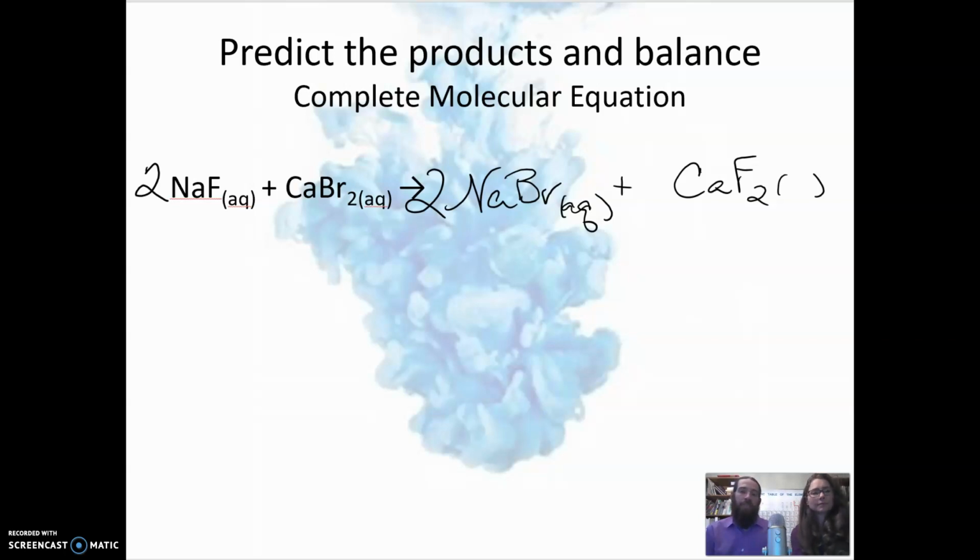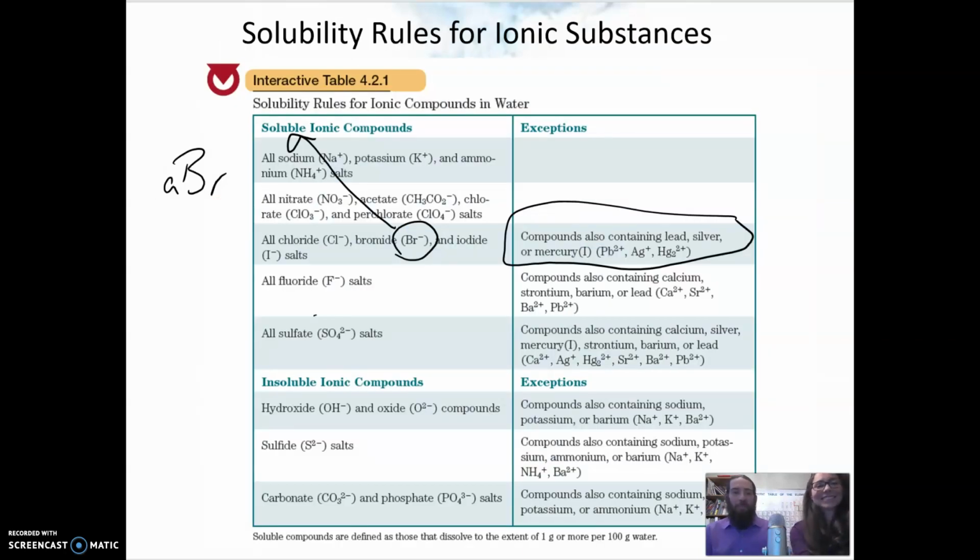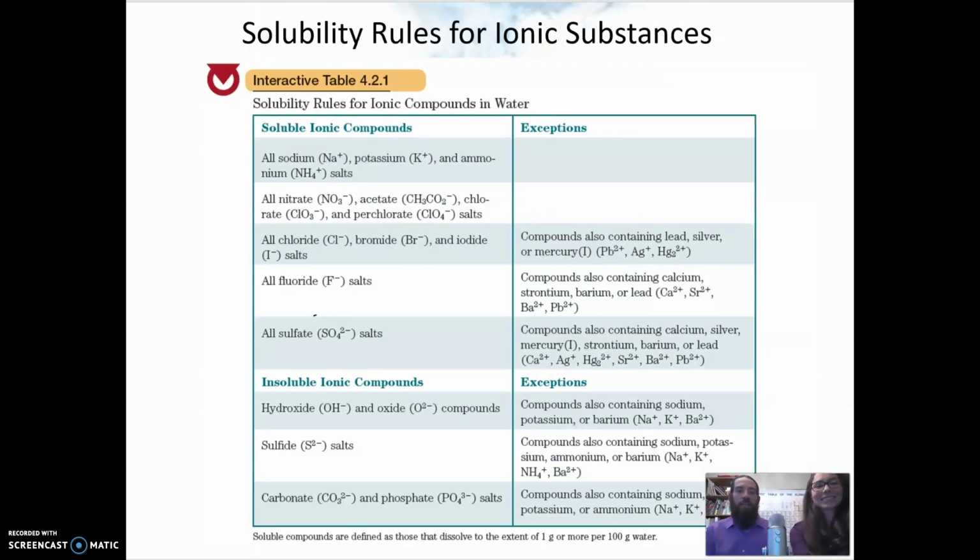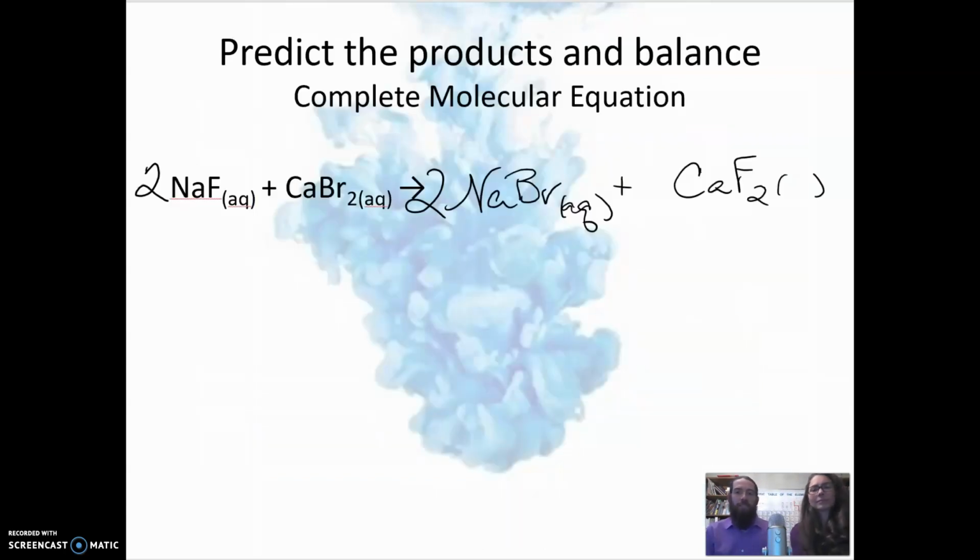Now, since we're talking about precipitation reactions, if I had to guess, I'd say that this one's probably insoluble. But let's look. The fluoride ion, I see that there. All fluoride salts are in the soluble ionic category. So that's looking good. We have to look for the exceptions, and look at that. Calcium is an exception. So it is not soluble. The fluoride with calcium, not soluble. So we write an S.